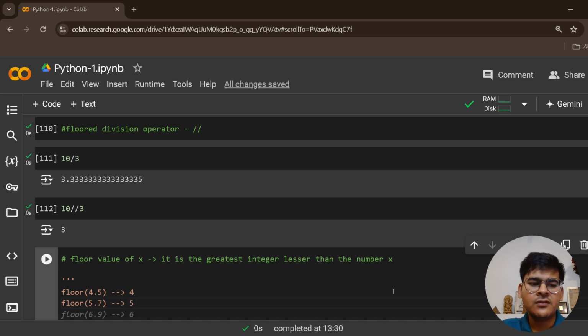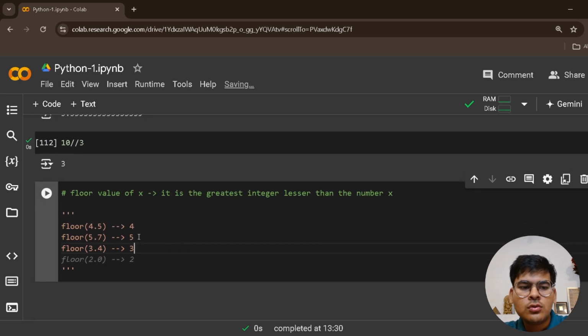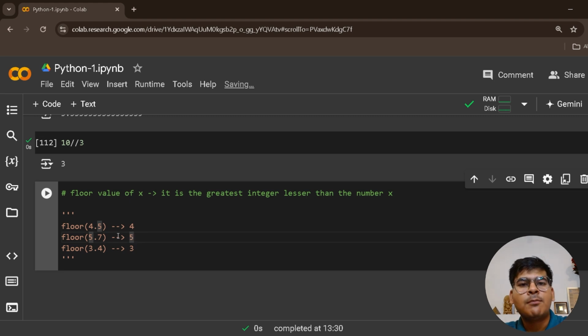Many people have this misconception. They think that it will always give you the rounding off. No, it will always give you the lower bound. Floor of 3.4 will actually give you 3. So AJ, is it that I always get the integer part of the decimal number as floor value? Again, a very common misconception. Let me clarify that. So this holds true unless and until you are dealing with positive floating point numbers. But if you deal with negative floating point numbers, this doesn't hold true.